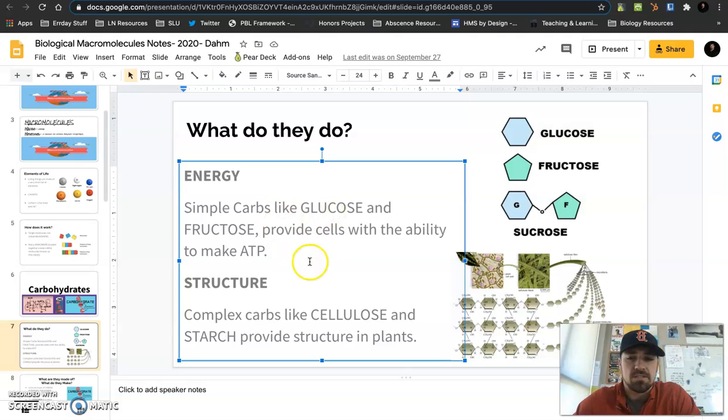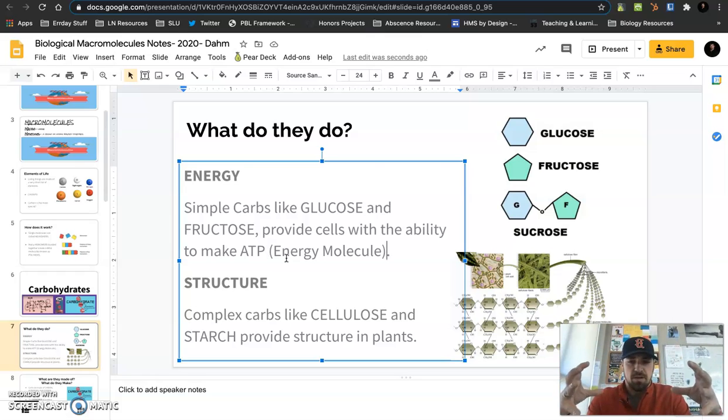We use those guys so that our cells can make this thing called ATP. Okay, and this ATP is the energy molecule that all of our cells use. And so remember when we talked about that model, you have this big glucose molecule, then you breathe in oxygen, and those two things break down to then make energy, which we saw as bonds.